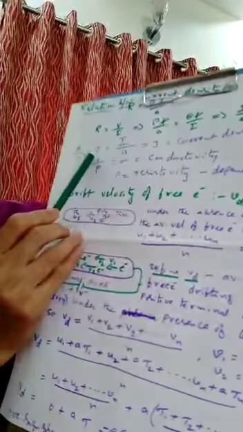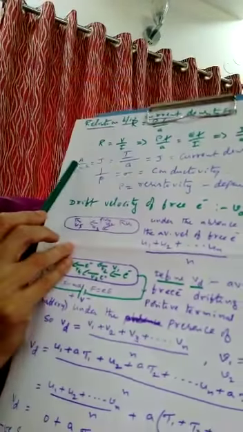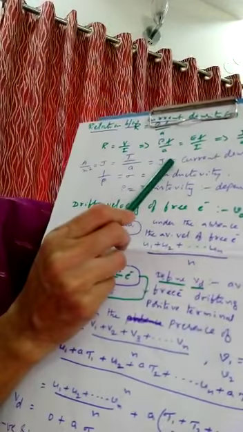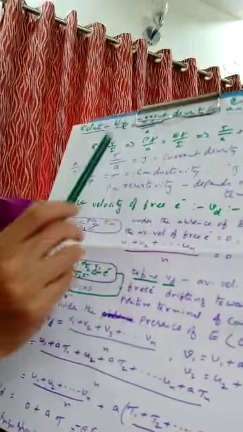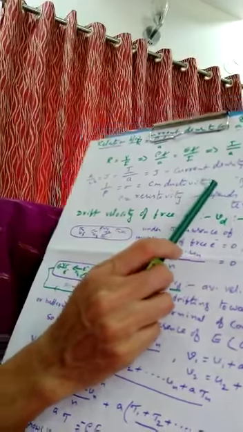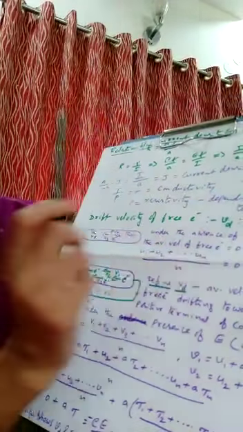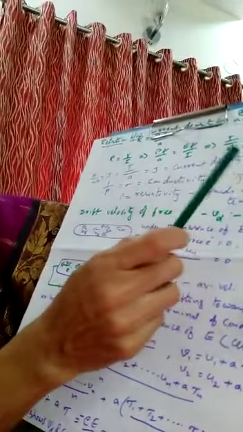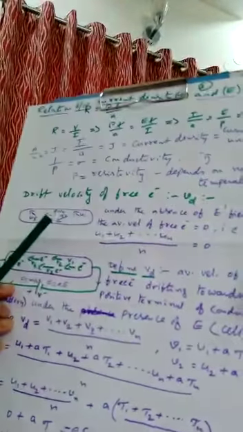And the unit of current density is what here? Ampere per meter square. It's clear? Okay, 1 by rho is called sigma, that is conductivity. Unit is mho into meter inverse. Mho into meter inverse. It's clear?